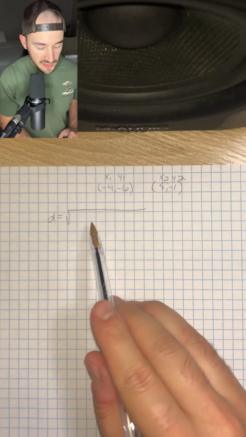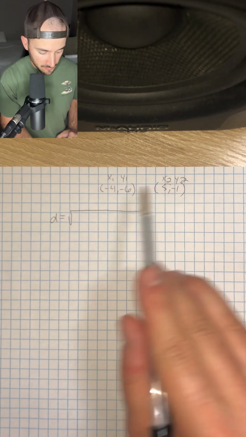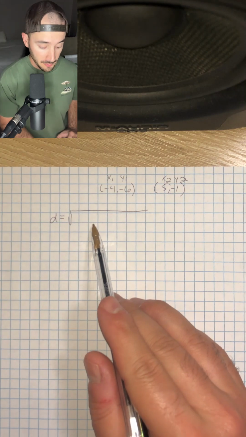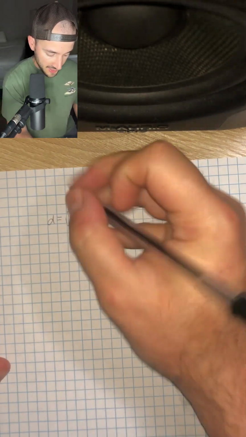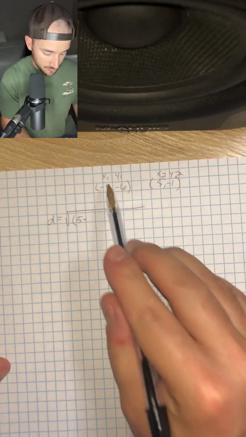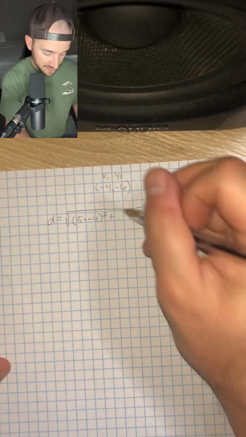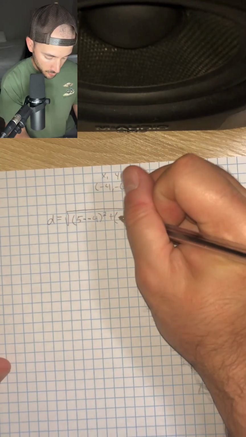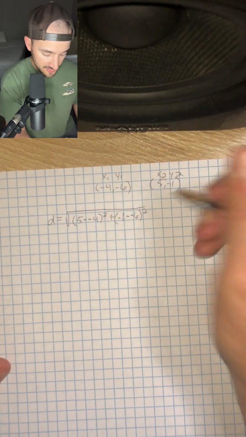In order to use the distance formula, I have my (x1, y1) and my (x2, y2), and we're just going to plug those into our formula. So the formula is x2, which is 5, minus x1, which is -4, squared, plus y2, which is -1, minus y1, which is -6, squared.